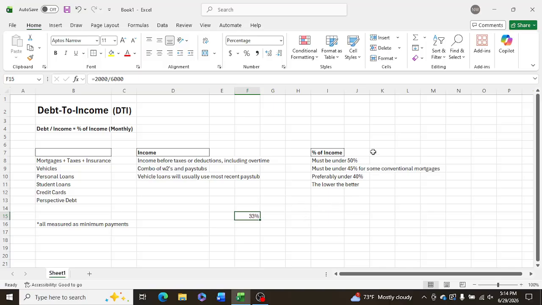Now, to get any kind of financing for a mortgage, you're basically going to have to be under 50%. For most conventional mortgages, like Freddie Mac, Fannie Mae, stuff like that, you're going to have to be under 45%. But really, the lower the better, and preferably under 40 at least. But the lower the better.